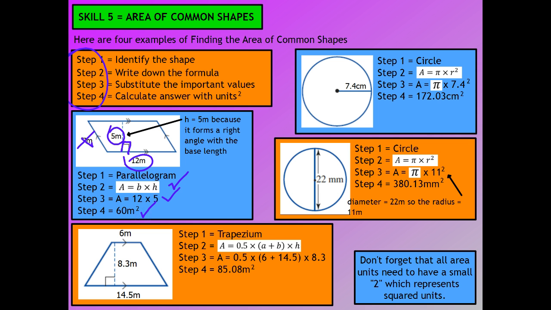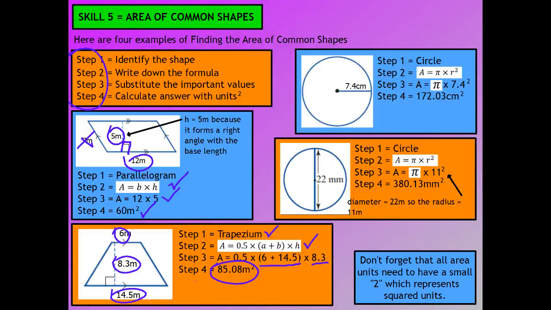Another example is here with a trapezium. We use area equals 0.5 times A plus B times H. A is 6 and B is 14.5, so they go in the brackets. The vertical height is 8.3, so that goes on the end. We put that in the calculator and we get 85.08 meters squared.